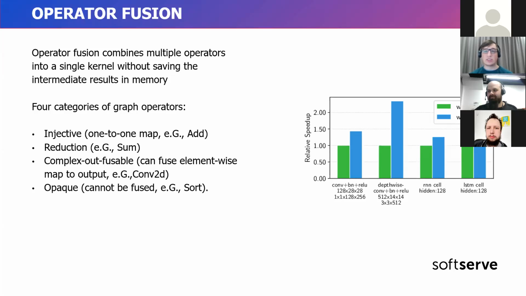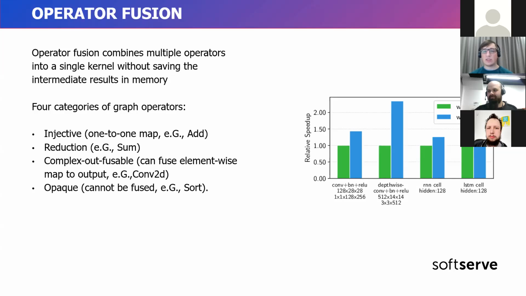The operations can be classified into 4 categories. Injective, where we map one value to another. Reduction, where we reduce the number of input data. Some complex out fusible operation, and opaque.